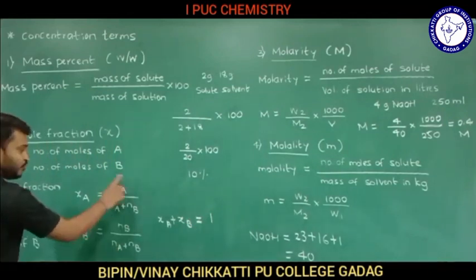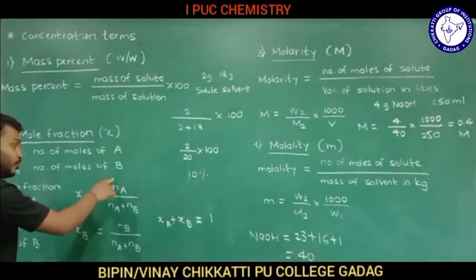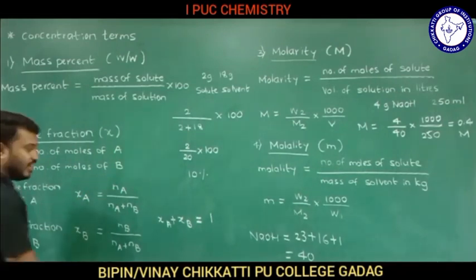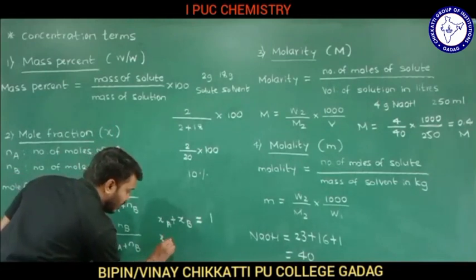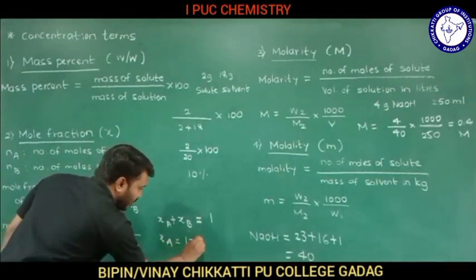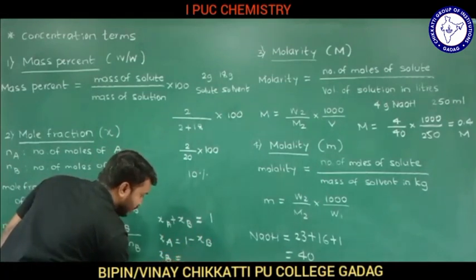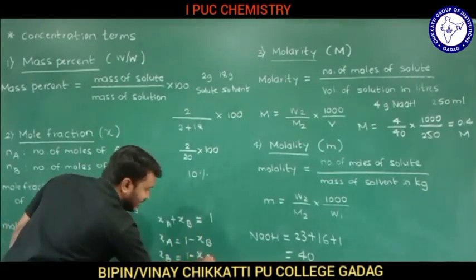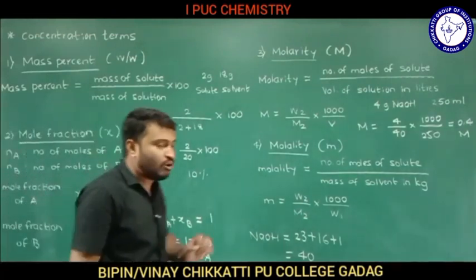If you add them, I hope you get the answer as 1. Why? Because when we add these two, the LCM will be Na plus Nb, and in the numerator also you get Na plus Nb. It cancels, and you get 1. If you want to know the value of XA, calculate 1 minus XB. And if you want to know XB, you calculate 1 minus XA. This is how some rearrangement can be done in case of mole fraction.